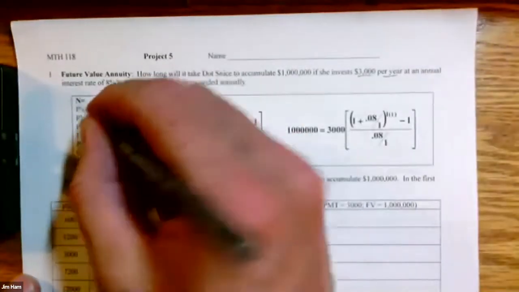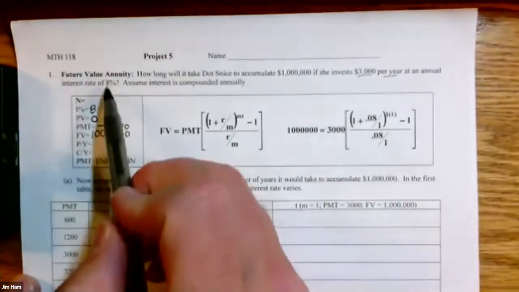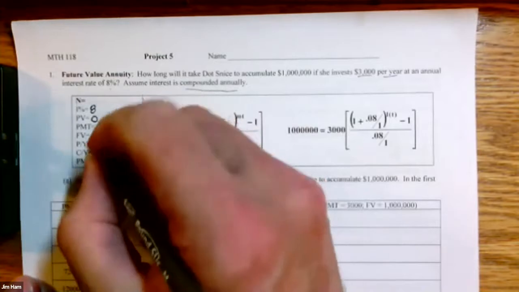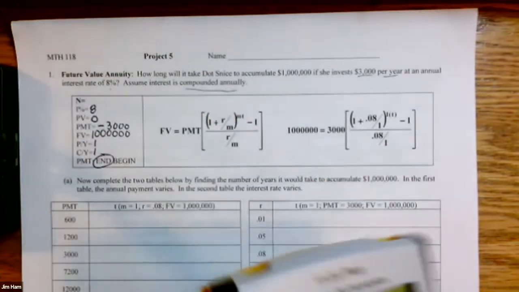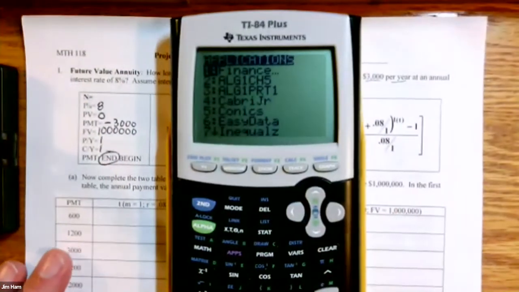We're going to start with $0. And after the first year, we'll have 3,000. After the second year, we'll have 6,000 plus a little bit more in interest, and so on. The interest rate is 8, and interest is compounded annually. So that's one time. All right, so we've got everything we need. We're going to use the TVM solver.